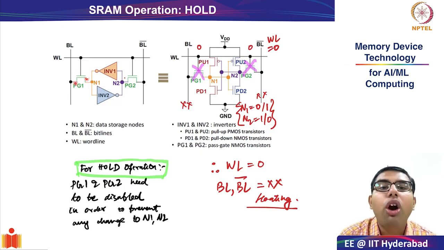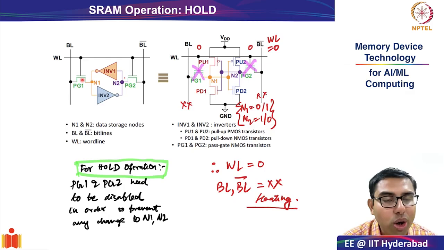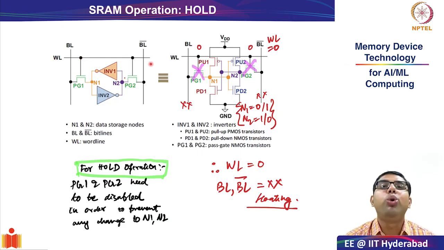So if you want to turn off PG1 and PG2, which are NMOS transistors, of course, at the gate, you have to apply zero voltage, right? You have to apply a logic 0 at the gate, and that is what you do with the word line. So if the word line is deasserted or 0, that means N1 and N2 values will be protected. It will not be disturbed by whatever you are doing at bitline and bitline bar. I hope that makes sense.